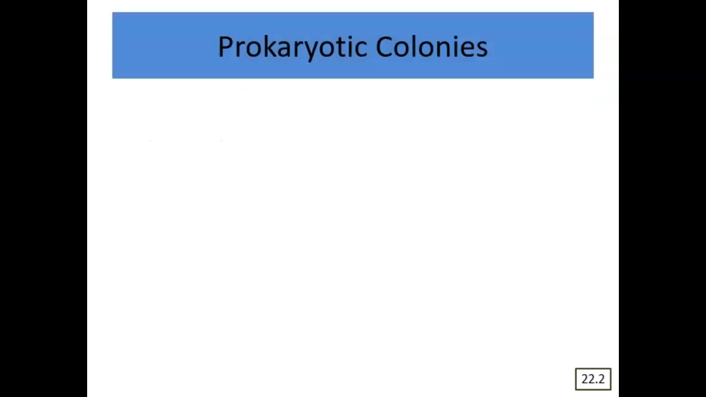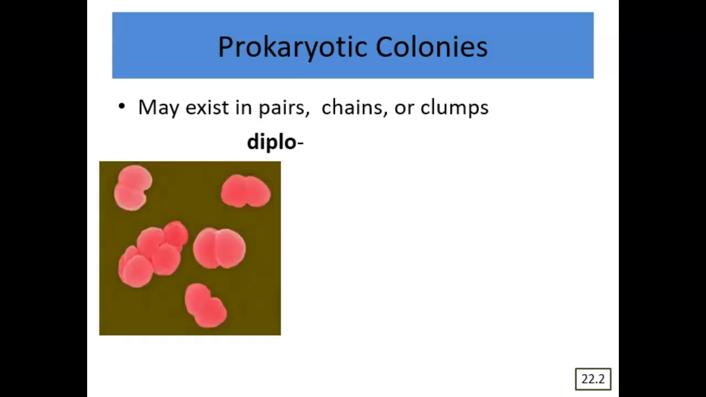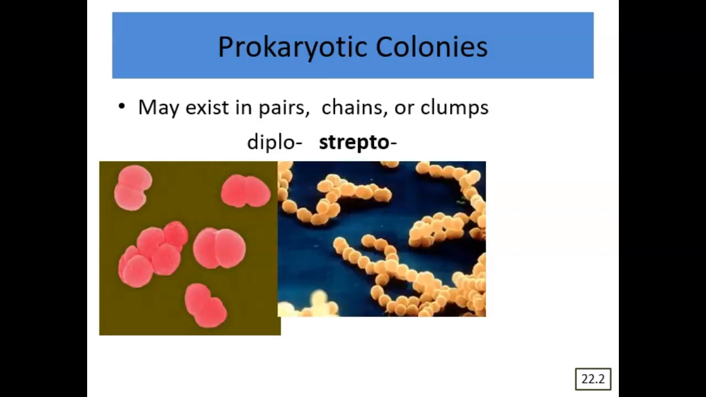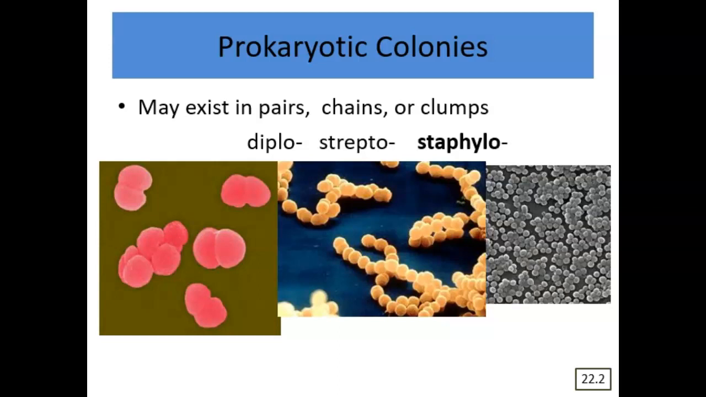Let's talk about those colonies in which they exist. We generally divide those that don't live by themselves, those that are in colonies, into pairs, chains, or clumps. Here are pairs, and we refer to those with the prefix diplo. Here are chains, we're going to call strepto, and then clumps, we're going to call staphylo. Now, what we can do is take that prefix, like diplo, and combine it with the cell shape. So on the far left, we have diplococcus.